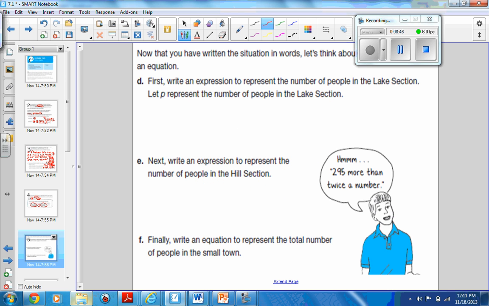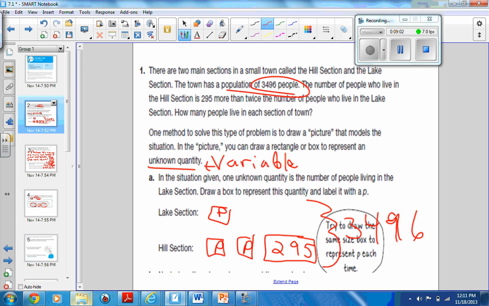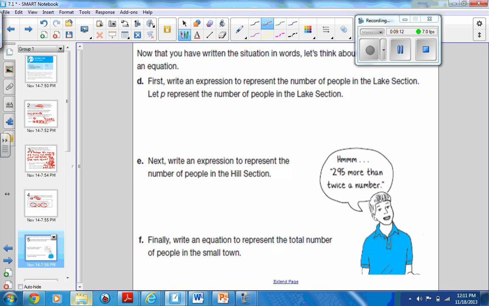Okay, so now that you've written the situation in words, let's think about how to write it in an equation. So look at part D. First, write an expression to represent the number of people in the lake section. Let P represent the number of people in the lake section. All right, so go back to the lake section. Well, what did we have there? We already said our P, our variable P, is the number of people in the lake section. Well, that is our expression, right? It's our picture. So it would be P.